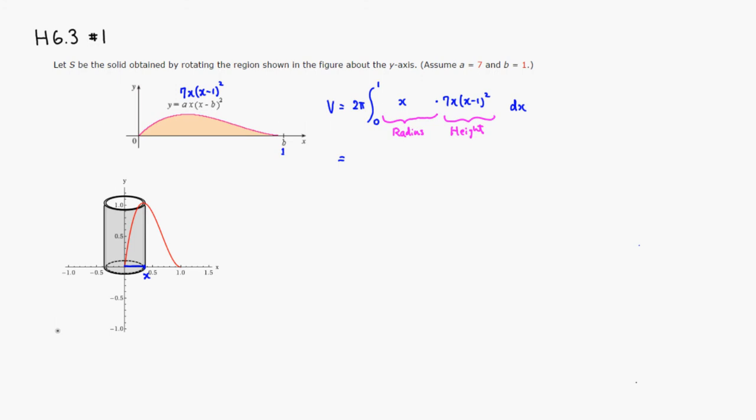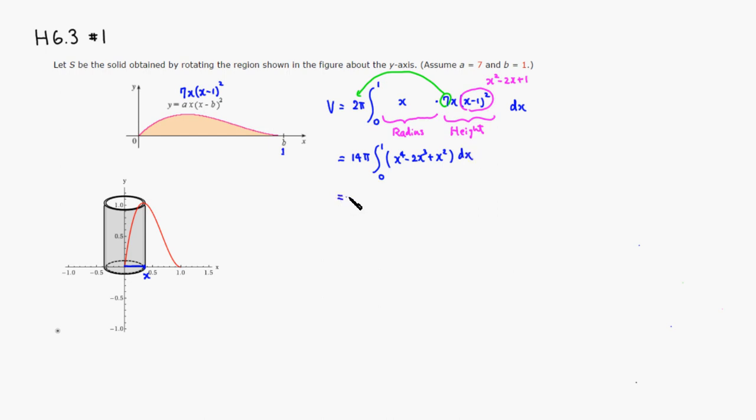First I'm going to pull out the 7 since it's just a number, so we're going to get 14 pi. Then you have an integral from 0 to 1, and then you have an x squared. Then let's just compute this already. So you have (x minus 1) squared, which is x squared minus 2x plus 1. Then you multiply by x squared. So we have x to the 4th minus 2x cubed plus x squared with respect to x.